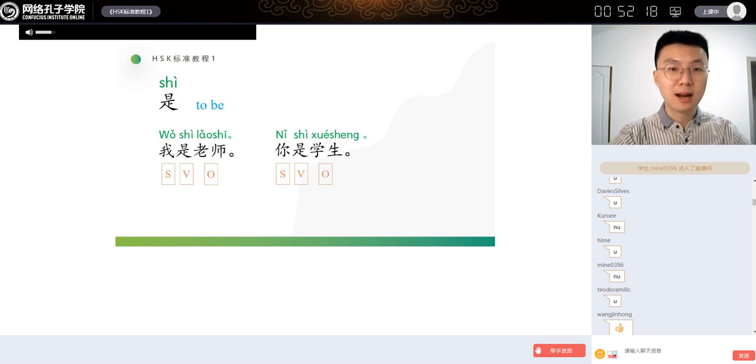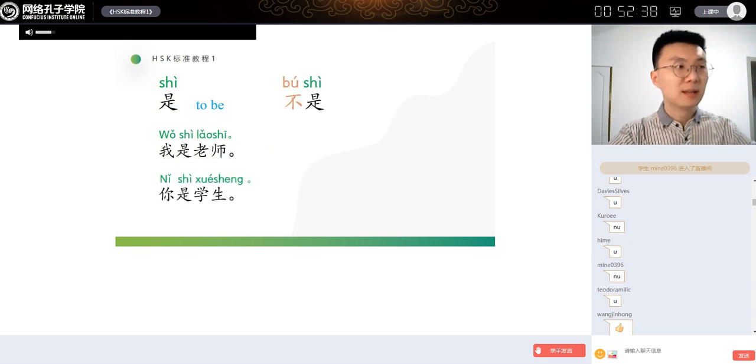我是老师. We can also use this structure to make more sentences, like 你是学生. Subject, verb, and object. This is the basic structure of Chinese sentence. Let's look at this one.